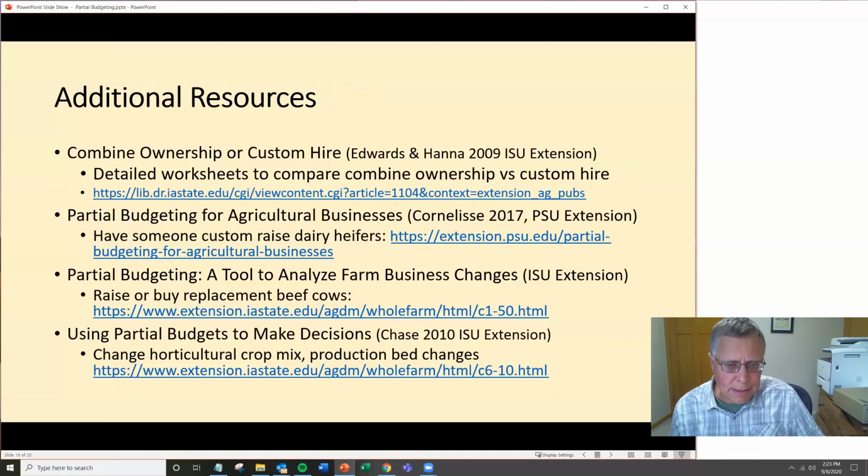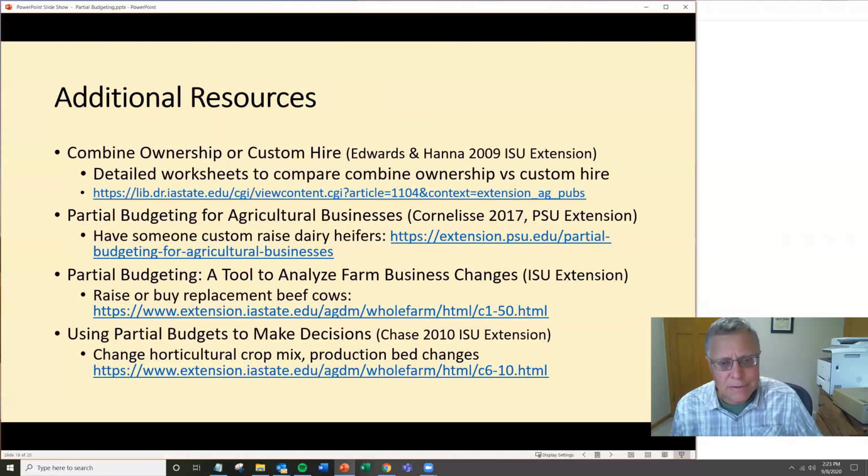Some other examples here. Sarah Cornelis at Penn State has a nice little description about partial budgeting, and then an example of, do I hire someone to custom raise my dairy heifers? Do I continue to do it myself? Common choice that many dairy farmers face. Do they do it themselves or pay someone else to do it?